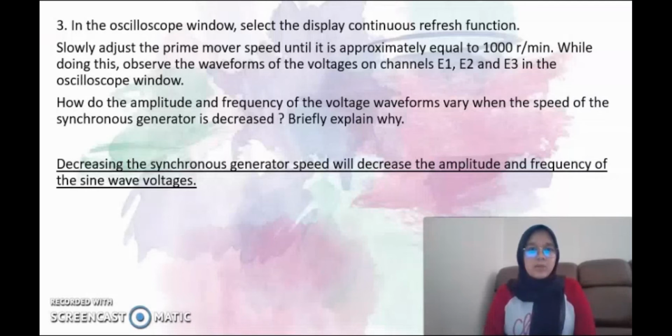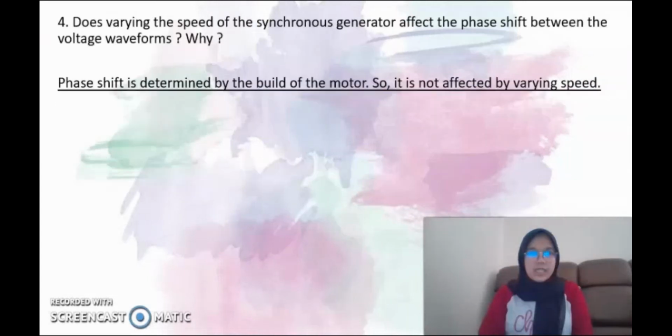Next, in the oscilloscope window, select the display continuous refresh function. Slowly adjust the prime mover speed until it is approximately equal to 1000 r/min. While doing this, observe the waveforms of the voltage on channels E1, E2, and E3 in the oscilloscope window. How do the amplitude and frequency of the voltage waveforms vary when the speed of the synchronous generator is decreased? Briefly explain why. So the answer is, decreasing the synchronous generator speed will decrease the amplitude and frequency of the sine wave voltage.